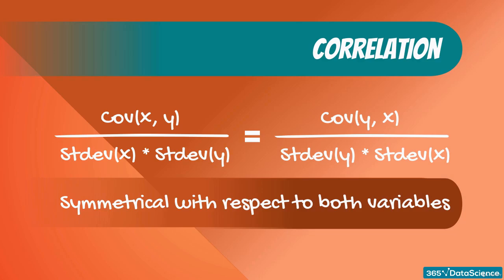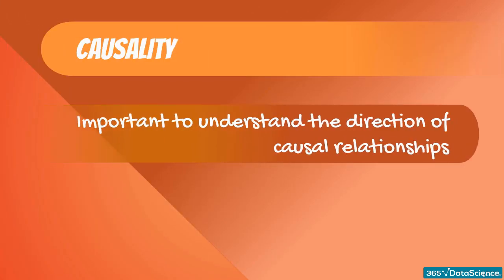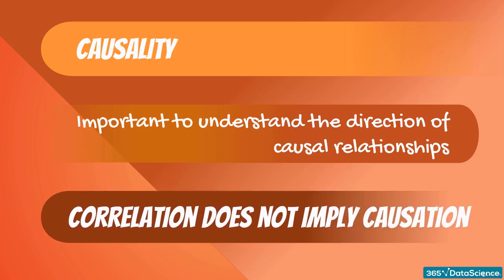This leads us to causality. It is very important for any analyst or researcher to understand the direction of causal relationships. In the housing business, size causes the price, and not vice versa. We will explore this topic in much more detail in the regression analysis section later on. For now, it is only needed that you realize that correlation does not imply causation.